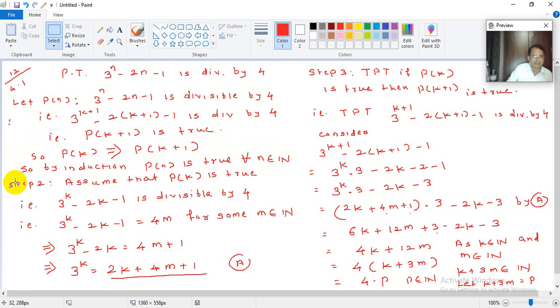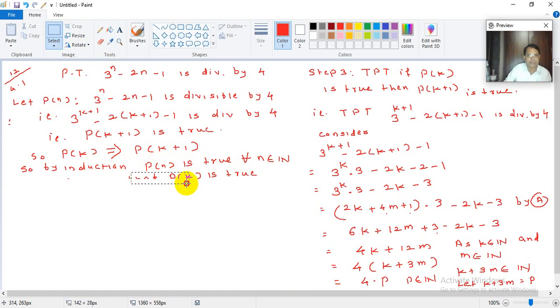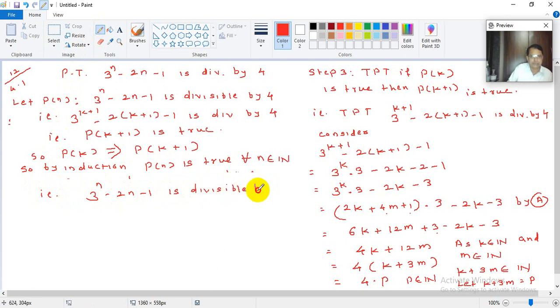म्हणजेच त्याचा अर्थ काय? What does it mean? Pn is true for all n belonging to capital N. याचाच अर्थ काय? That is 3 raised to n minus 2n minus 1 is divisible by 4. So proved. That is the final issue. Okay, so I hope you understood how the steps are written and what are the techniques.